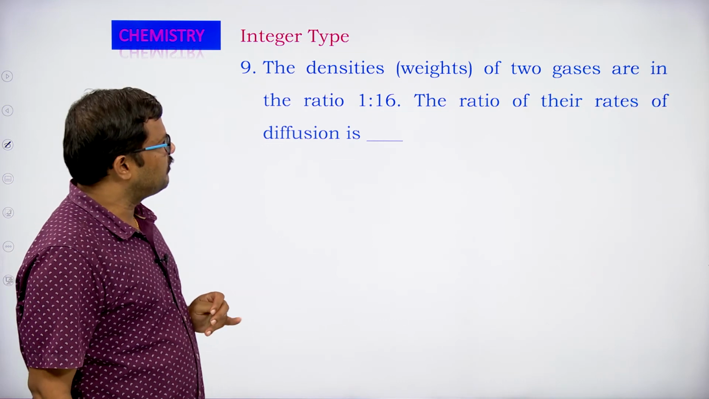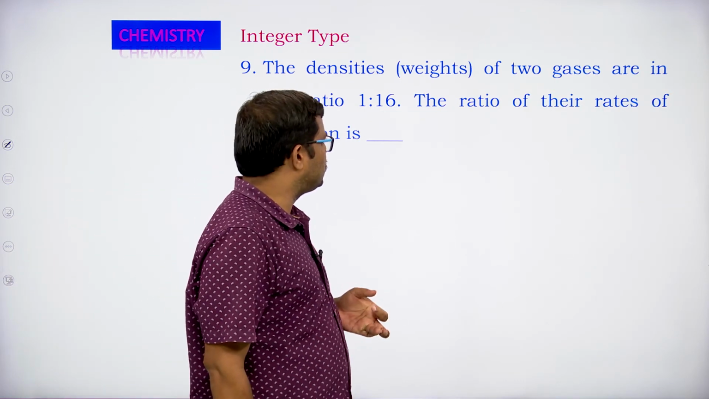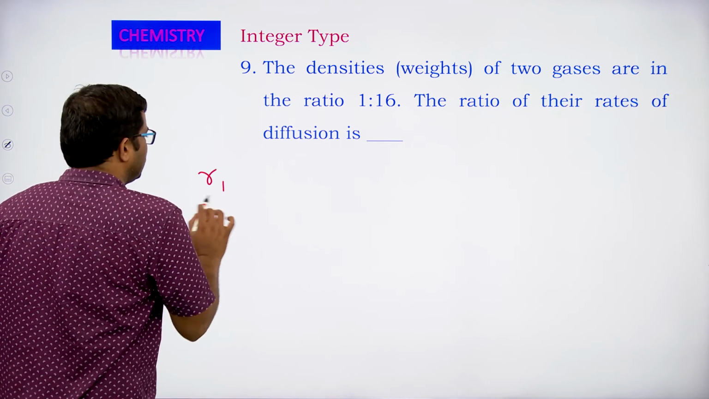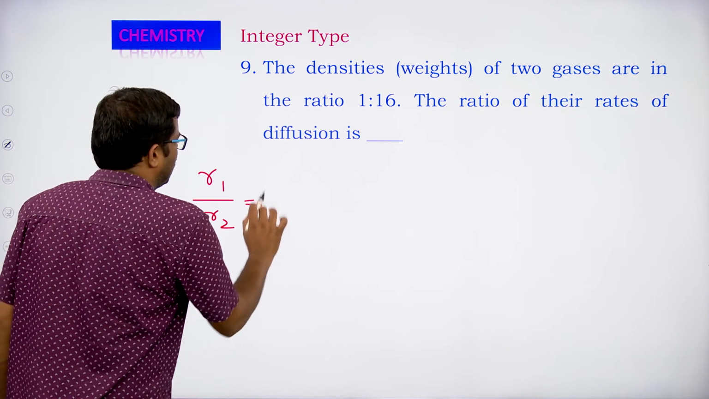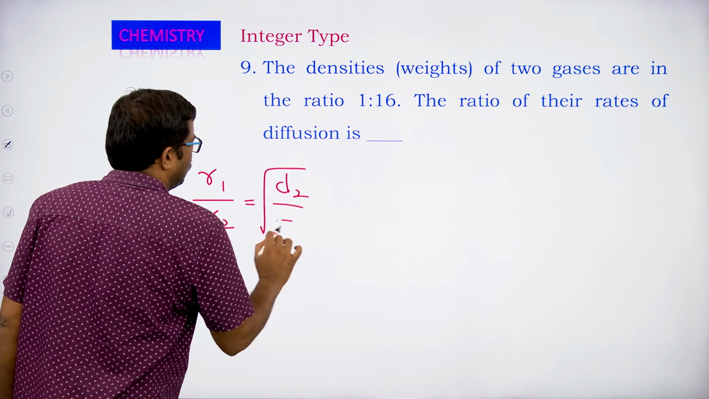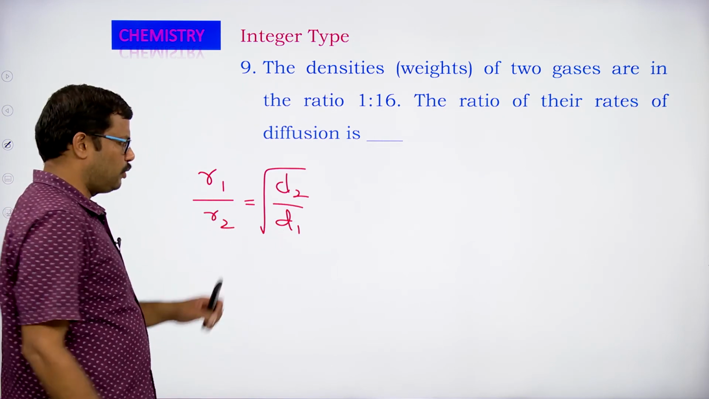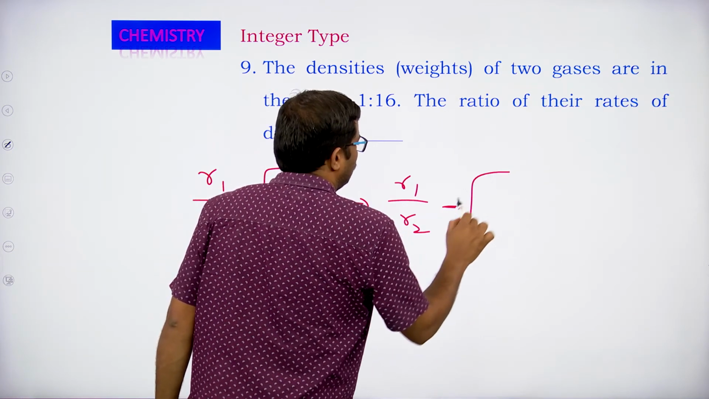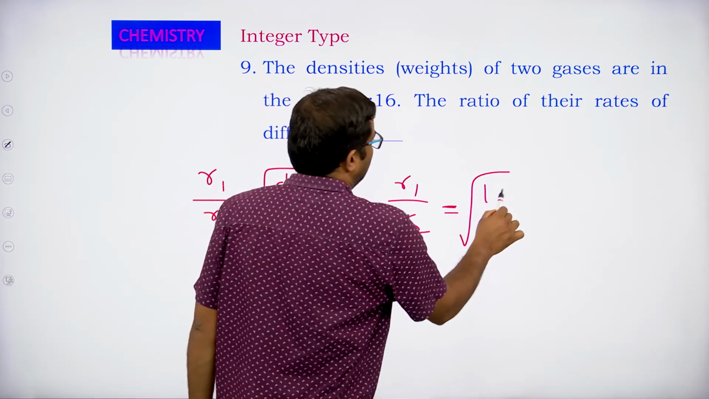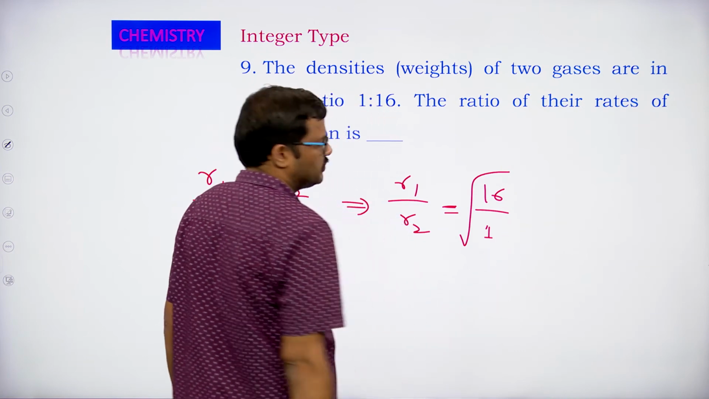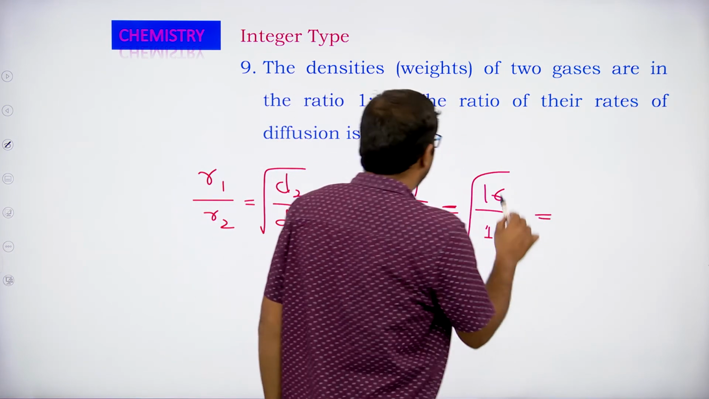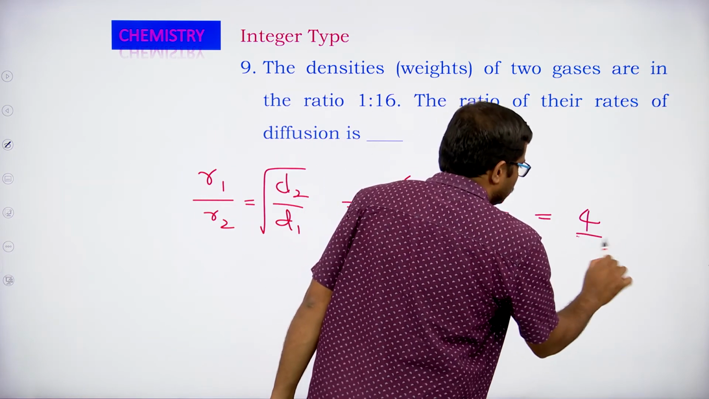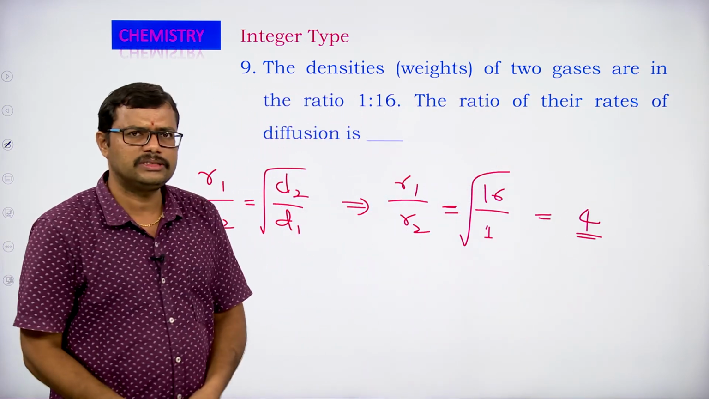So the densities of the 2 gases are in the ratio 1:16, find the ratio of their rates of diffusion. So 2 gases are given, the rate of diffusion is to be calculated, their densities we know. Rate of diffusion and density are inversely proportional. So directly you can substitute: R1 by R2 is equal to square root of D2 by D1. The density of the second gas is 16 and the first is 1. So 16 by 1, when I take the square root, it will be 4. So the answer for this particular question is 4.